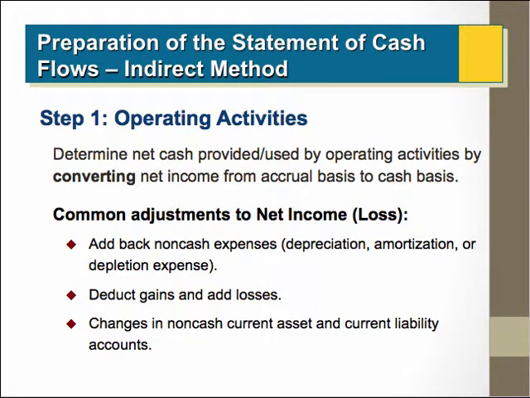So, step number 1, we determine the net cash provided or used by operating activities by converting the net income from an accrual basis to a cash basis. We start with net income, and then we have to add back the non-cash expenses, we have to deduct the gains or add the losses, and finally we have to account for the changes in the non-cash current assets and current liabilities.